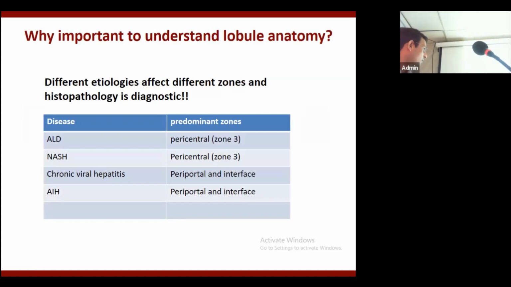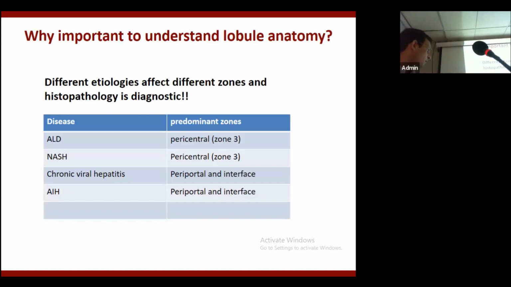We can see alcoholic liver disease predominantly involves the pericentral area. As we already saw, the xenobiotic function is predominantly the function of zone 3. So ALD involves zone 3 predominantly. NASH, non-alcoholic steatohepatitis, involves the pericentral zone, and chronic viral hepatitis involves periportal and interface areas predominantly. Also, autoimmune hepatitis involves the periportal and interface areas.